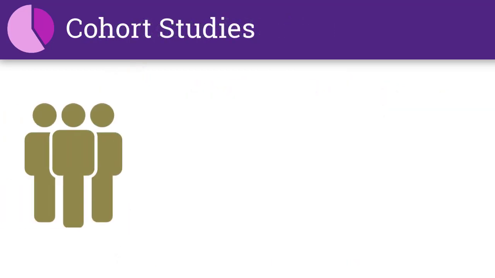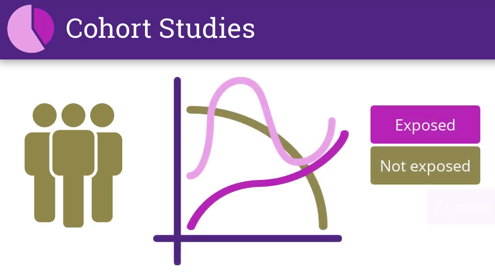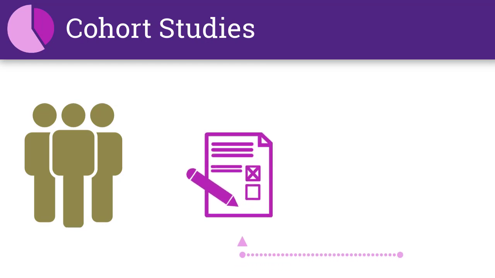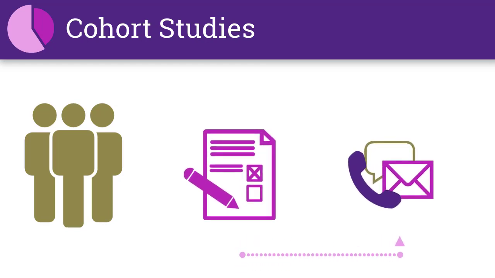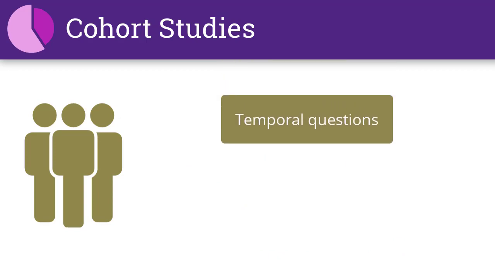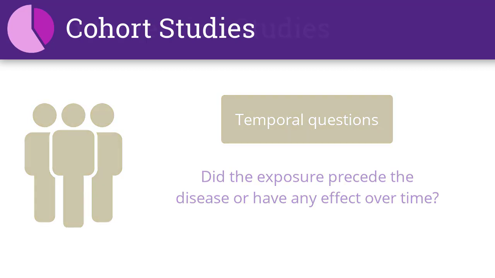Cohort studies determine how much change occurs over time between those exposed, not exposed, or exposed less to a factor of interest at the time of study inception. These studies are prospective in nature, meaning data is collected by first surveying and then following up with participants over time. Cohort studies allow us to ask questions that are temporal in nature. Did the exposure precede the disease or have any effect over time?